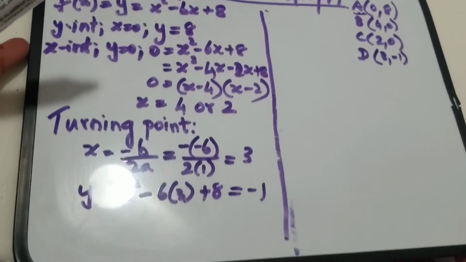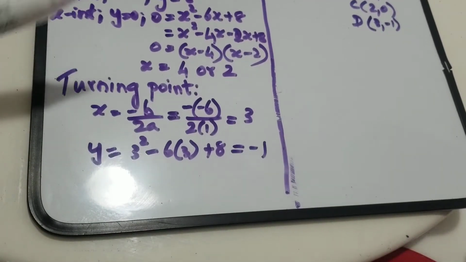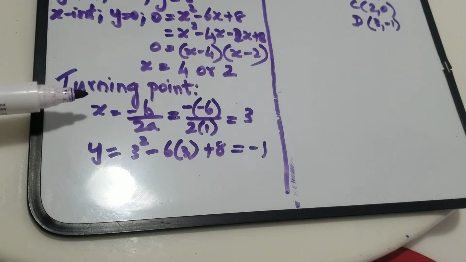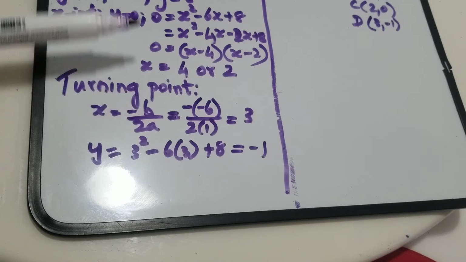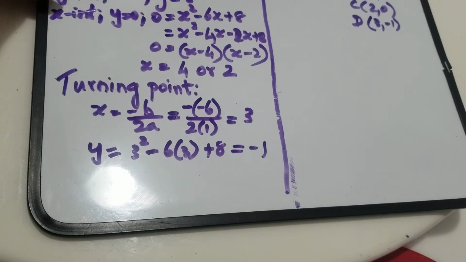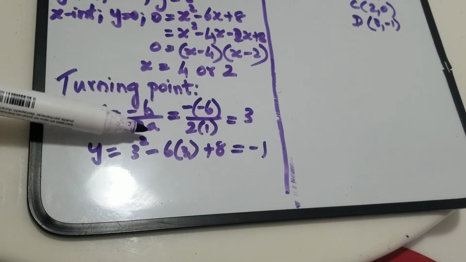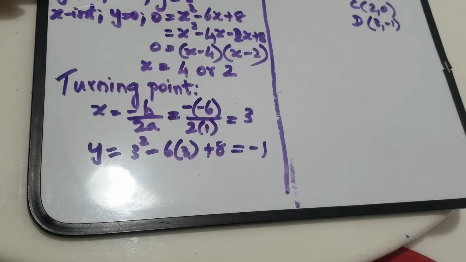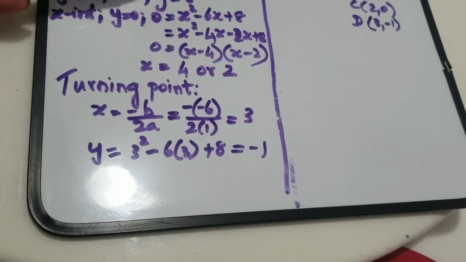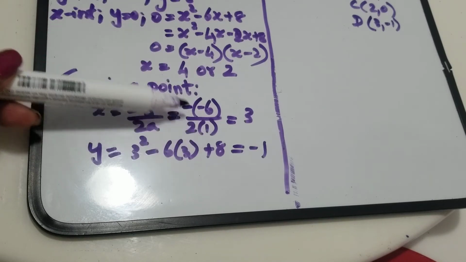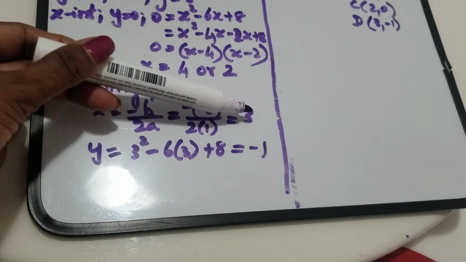Now the last step is to determine the turning point, given by x equals negative b over 2a. Now b is the coefficient of x and a is the x squared coefficient. So we replace b by negative 6 and a by 1. So positive 6 over 2 gives us 3.